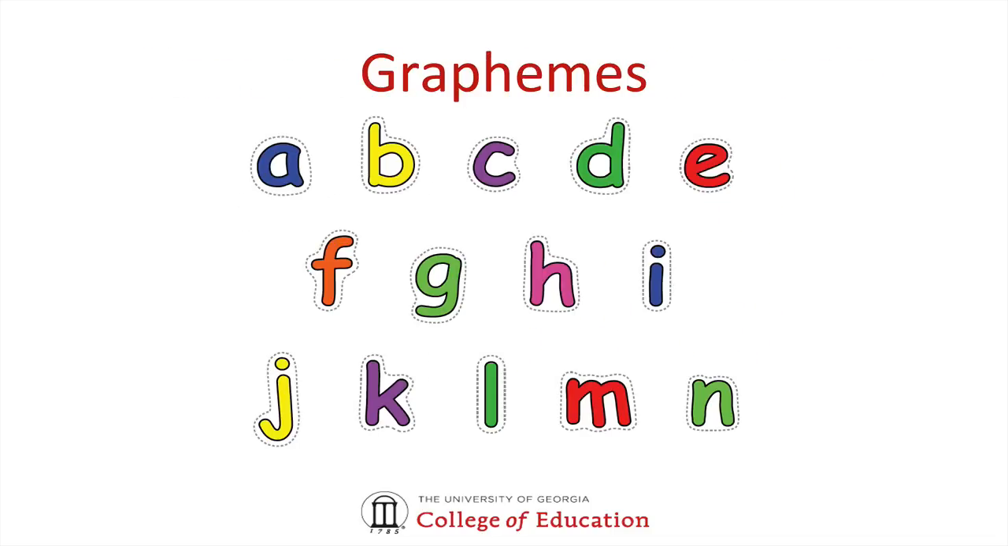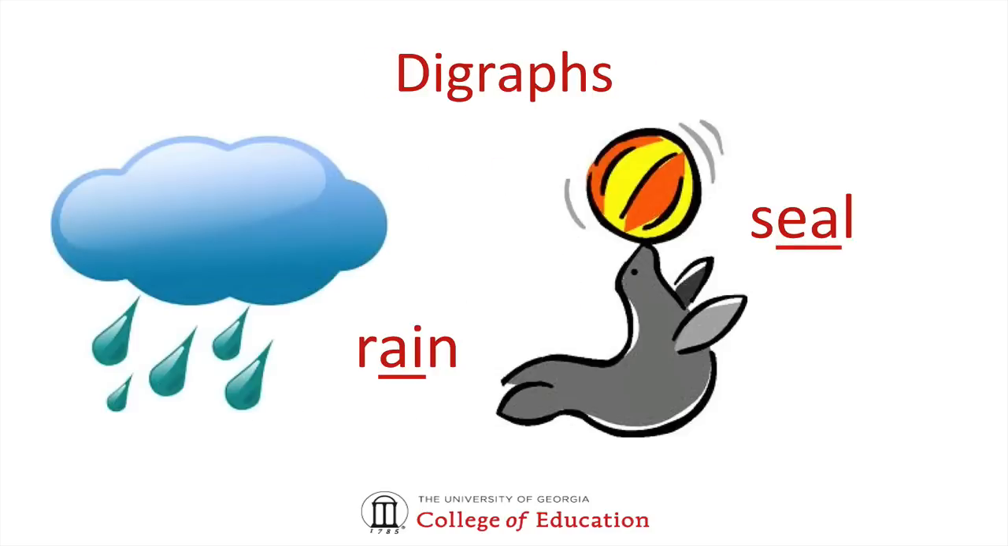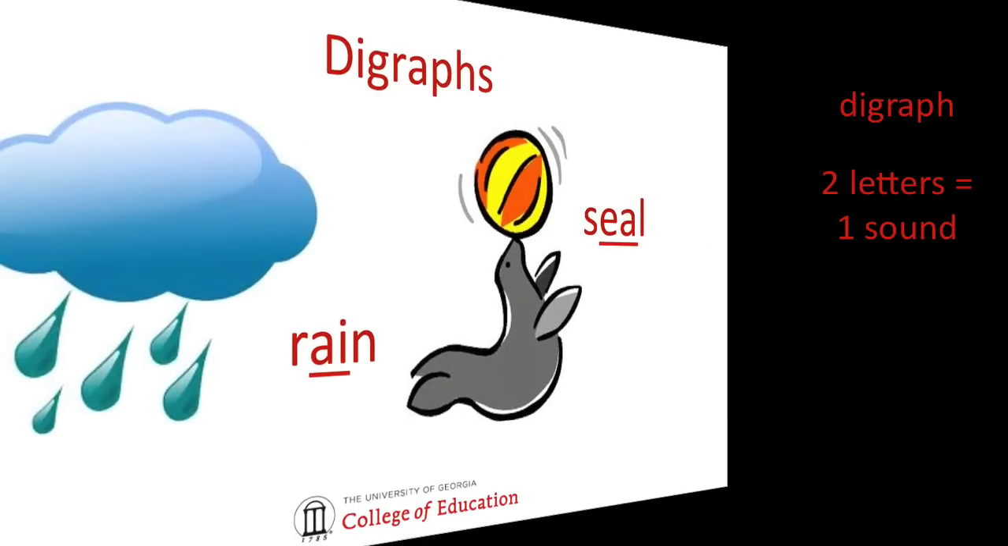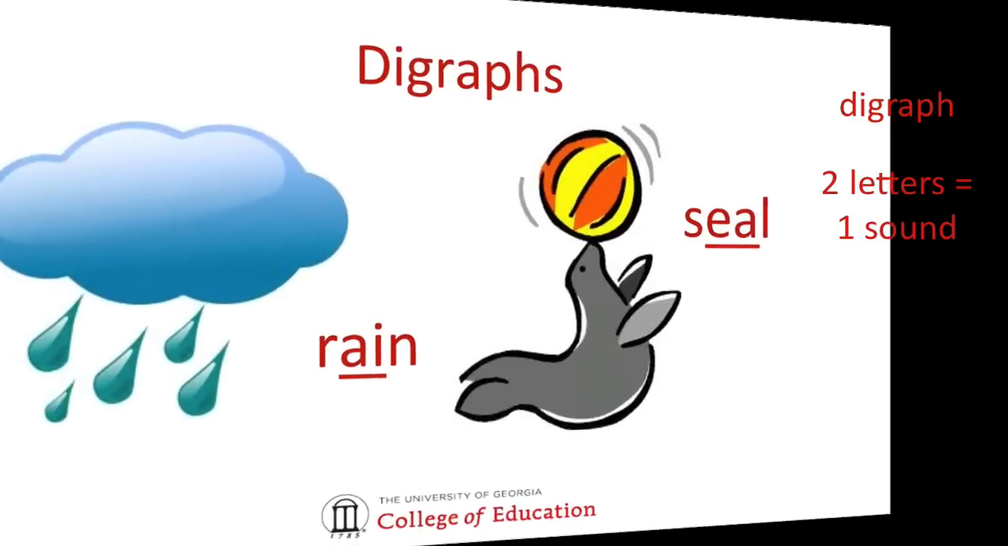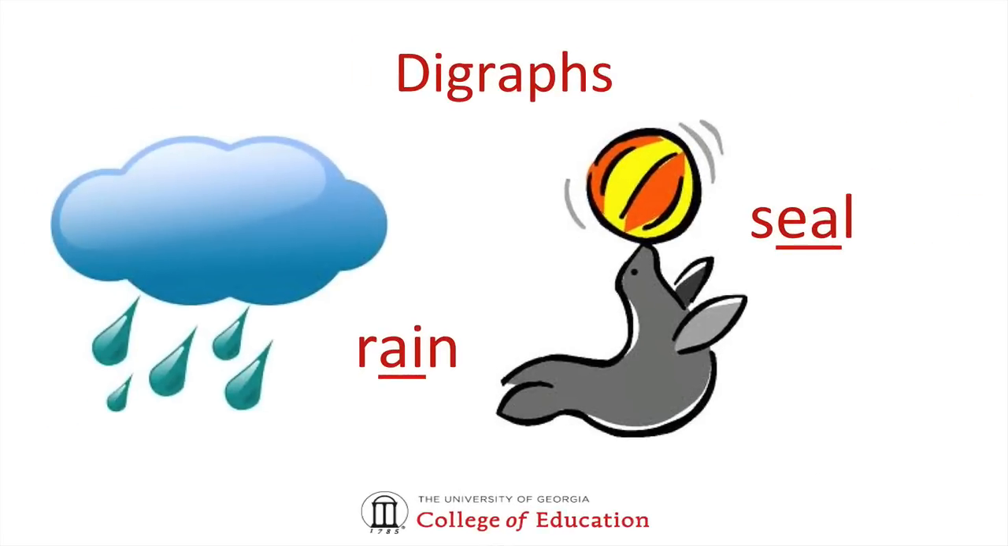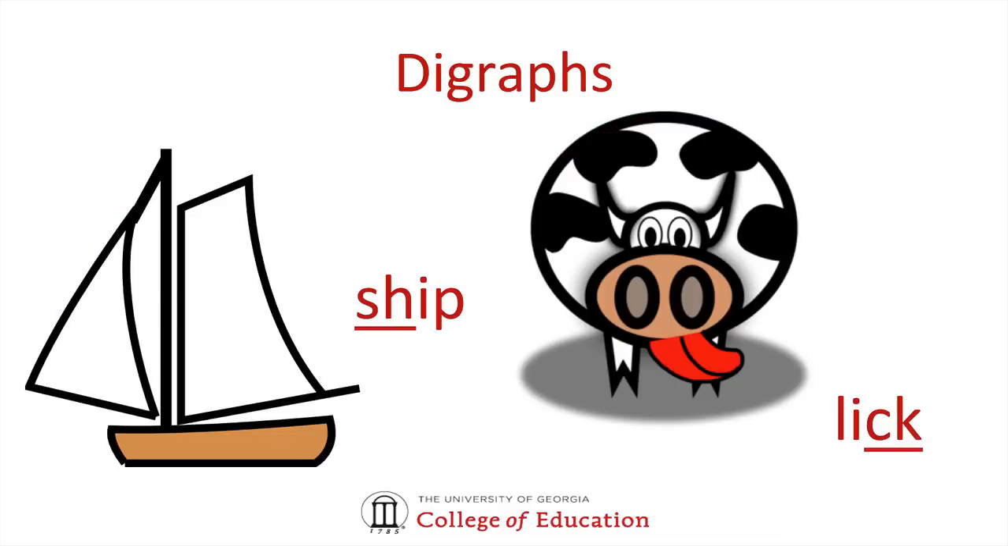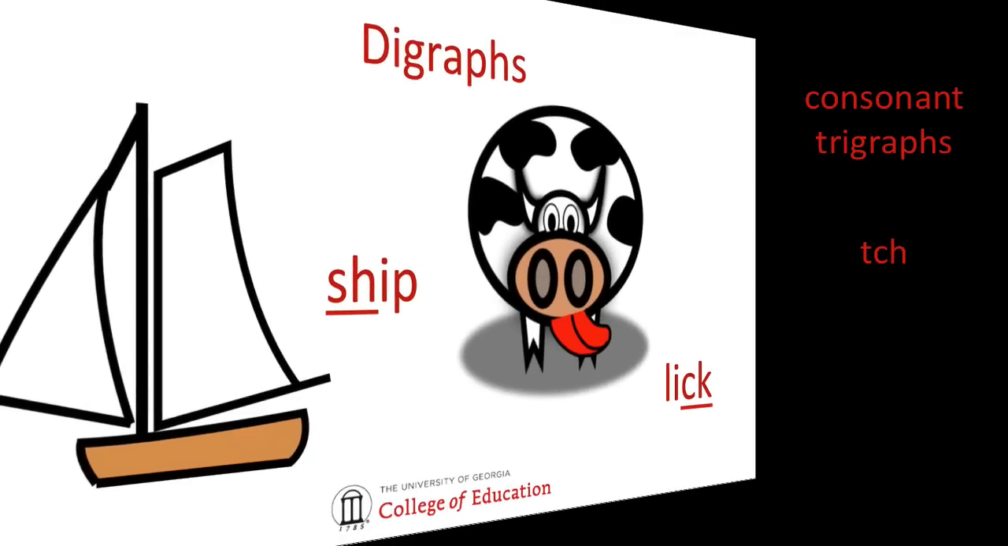Graphemes refer to letters of the alphabet. Phonemes are the sounds that are represented by graphemes. A digraph is composed of two letters that represent one sound. There can be vowel digraphs, as in AI in rain and EA in seal, and consonant digraphs, like SH in ship and CK in lick. Finally, there can also be consonant trigraphs, like TCH.